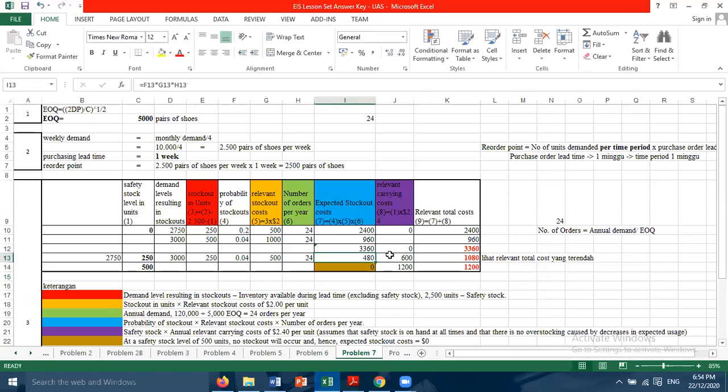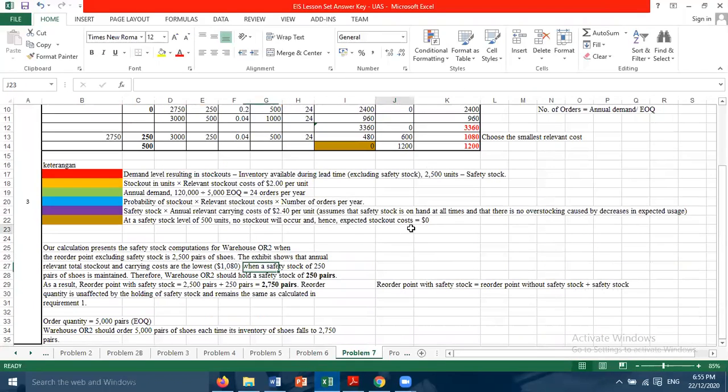Now, how exactly do we choose the optimal level of safety stock? We choose the smallest relevant cost. So in this case, the smallest relevant cost is when the safety stock is 250. That means our optimal safety stock will be 250 here.